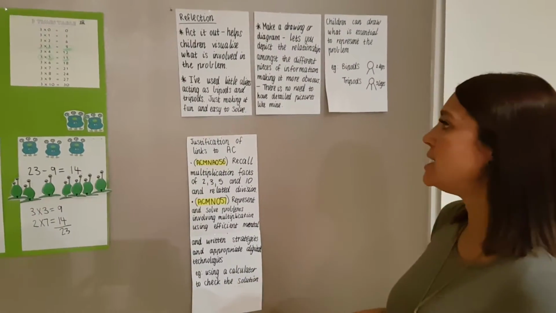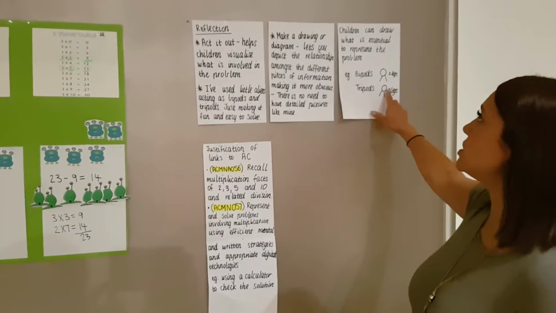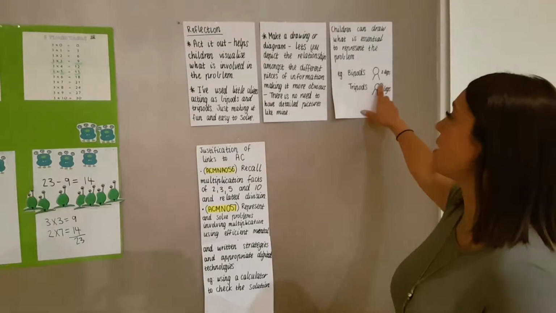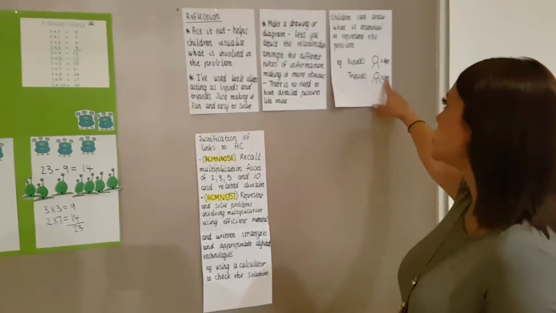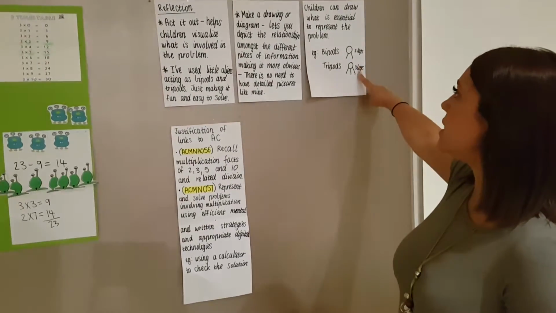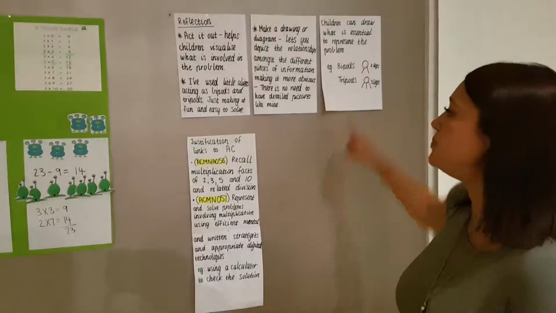Now, there is no need to have the pictures like I've used. They can do simple drawings such as this, just ensuring that they capture the essential parts of the problem to represent it. So 2 bipods here, 2 legs here for a bipod and 3 legs there for a tripod.